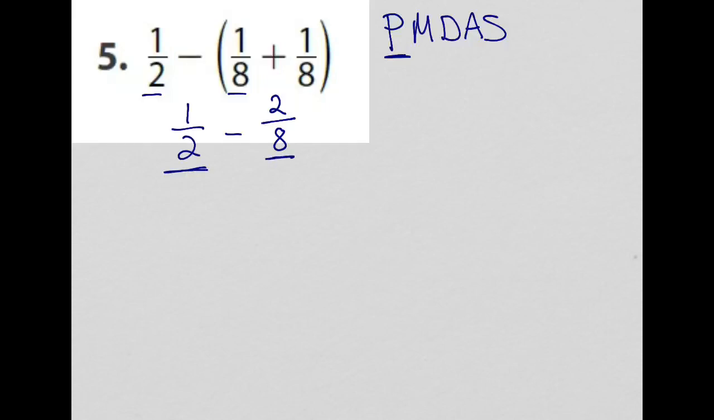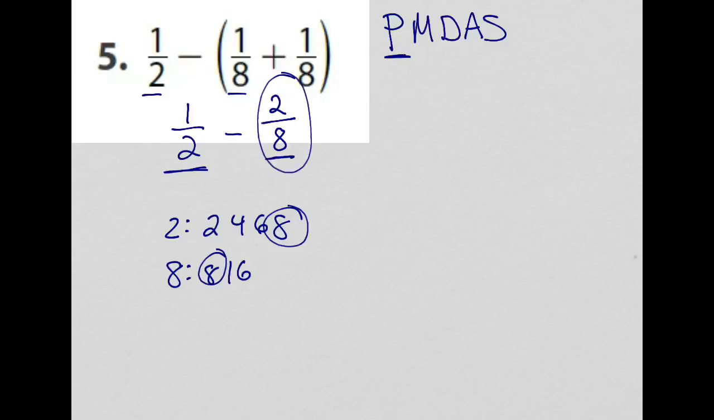I need to change these fractions so that they have the same denominator. So I have 2 and I have 8. So 2, 4, 6, 8, 8, 16. Oh, look, 8's in common right there, so I can stop. I have 8 already, so I do not have to touch that fraction, but what I do need to work with is 1/2 because it has to have the denominator of 8 as well.